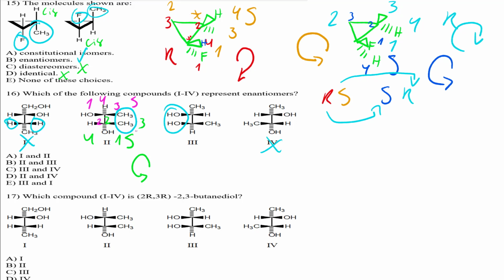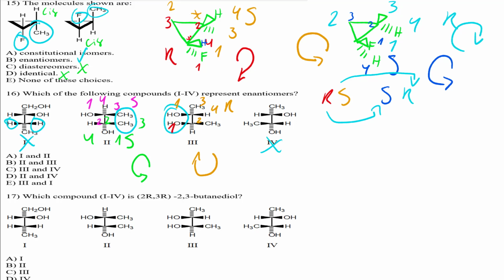Alright, so as you can see, we had a repeat, S and S. Alright, is this true for the other one? We'll see. This is priority number 1, 2, 3, and 4. That's 1, 2, 3. Well, our lowest priority group is on a wedge, so we're going to have to reverse it. So that becomes R. That's R.